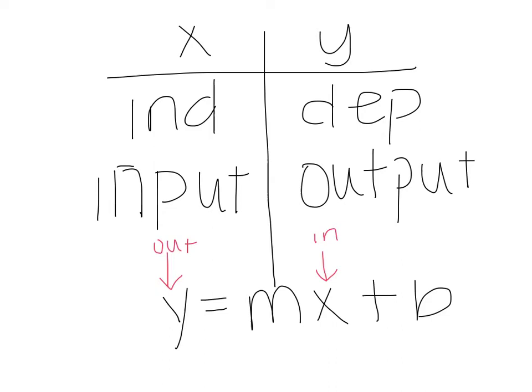Independent and dependent. X is your independent, Y is your dependent. Another way to say this is X is your input, Y is your output. I like to think of it that X has 2 legs so it can stand on its own, and Y just has 1 leg, and so it needs to lean on somebody. So X is your independent, Y is dependent.